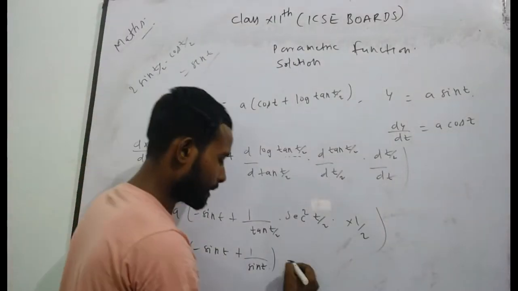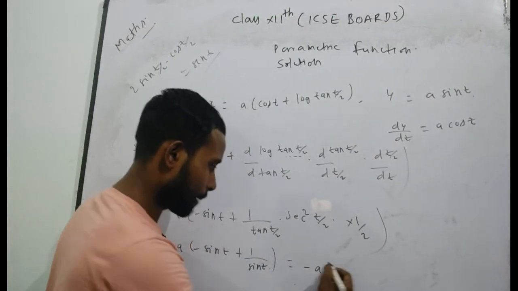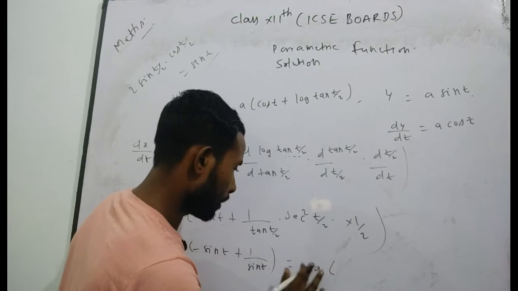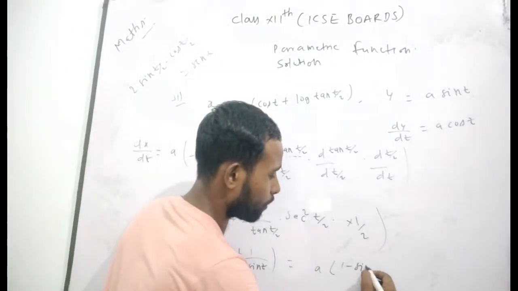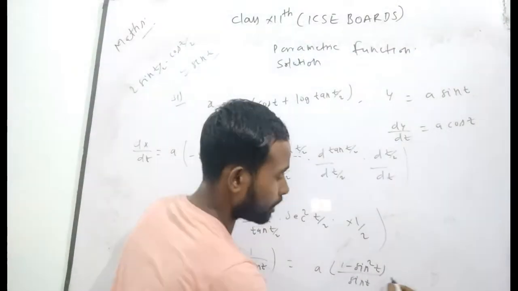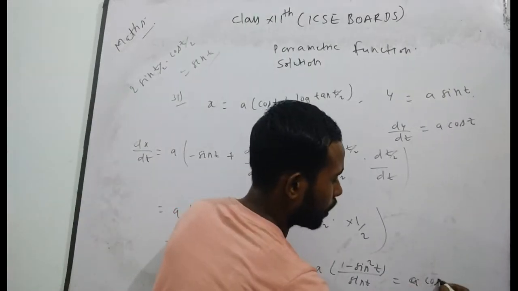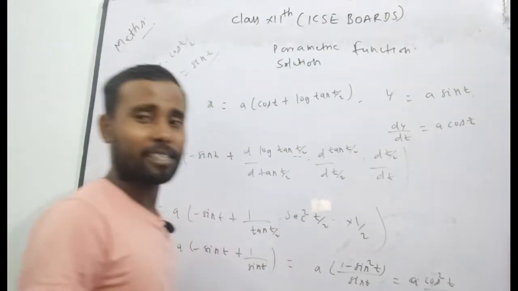Again, if you express in standard form, you will get minus a times (1 minus sin square t), that means 1 minus sin square t divided by sin t. That means in the numerator you will get a times cos square t by sin t. I think you understand very well.